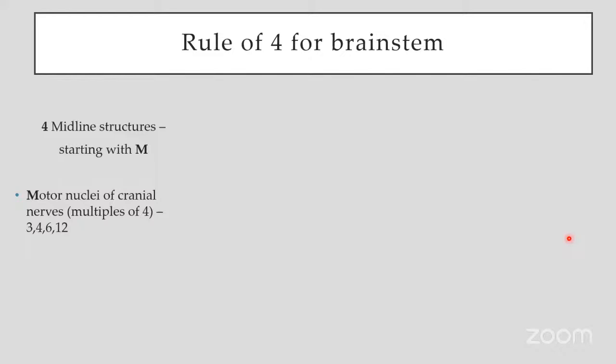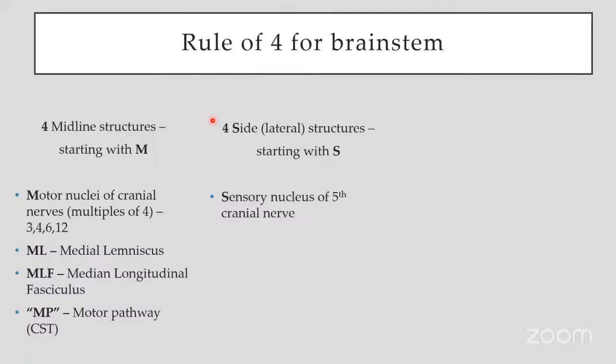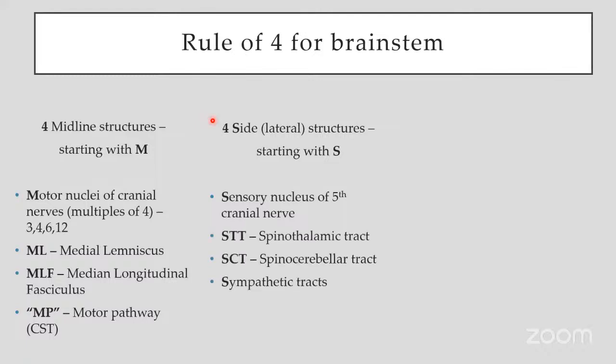The four midline structures which start with M are motor nuclei of the cranial nerves, which are also incidentally multiples of 4 (3, 4, 6, and 12), the medial lemniscus, the medial longitudinal fasciculus, and the motor pathway, that is the corticospinal tract. And the four side or lateral structures are starting with S: the sensory nucleus of the 5th cranial nerve, the spinothalamic tract, spinocerebellar tract, and the sympathetic tracts.